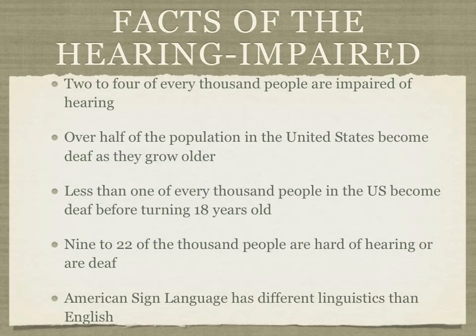Some facts about the hearing impaired to start off with. 2 to 4 of every 1,000 people are impaired of hearing. Over half of the population in the United States become deaf as they grow older, and less than 1 of every 1,000 people in the U.S. become deaf before turning 18 years old. 9 to 22 of the 1,000 people are hard of hearing or deaf. And American Sign Language has different linguistics than English.